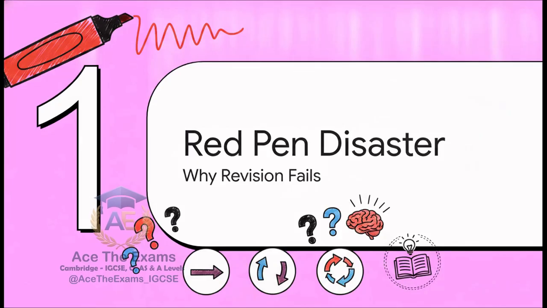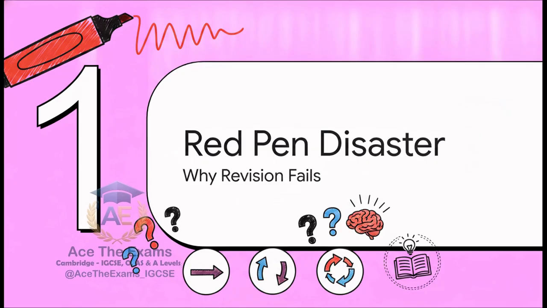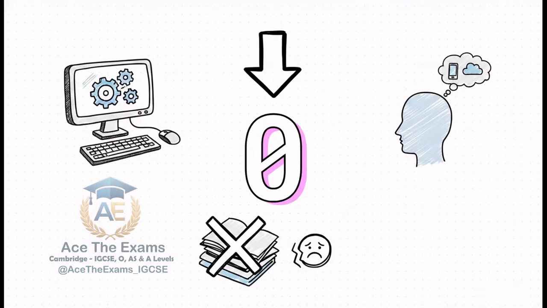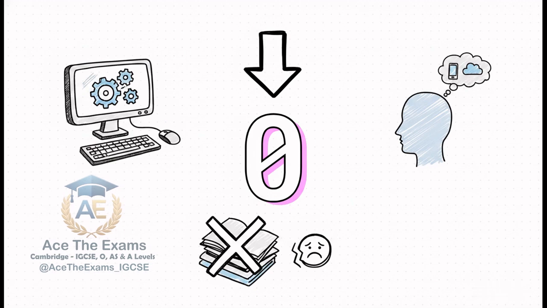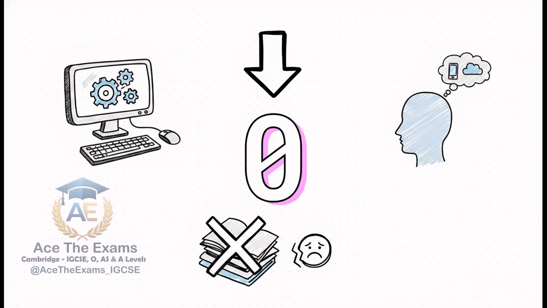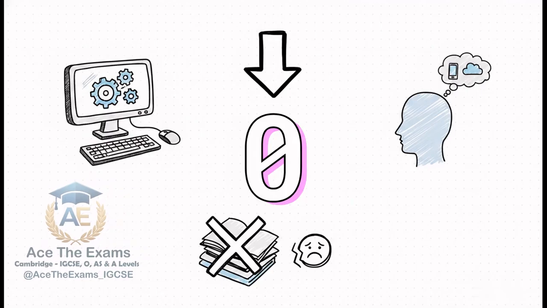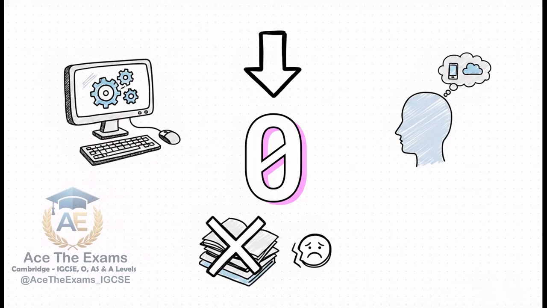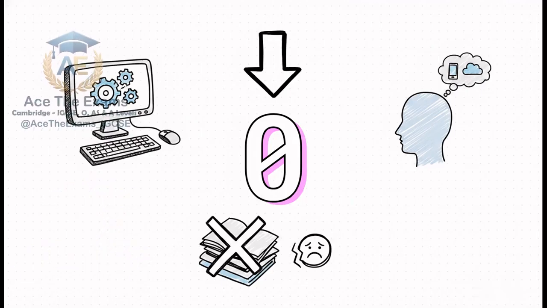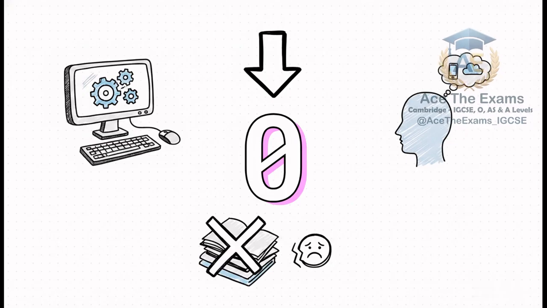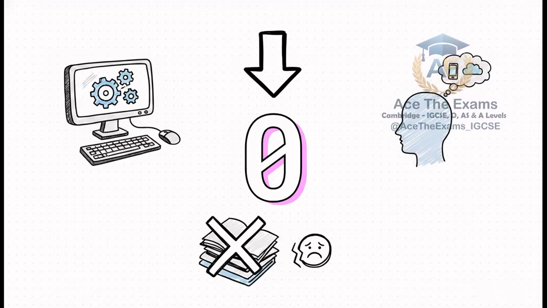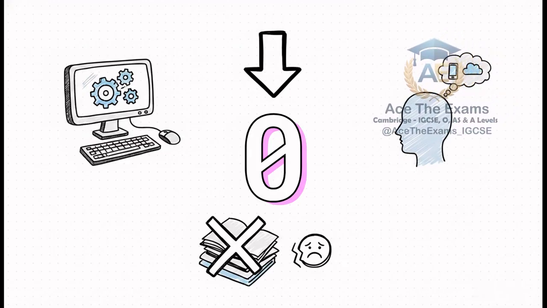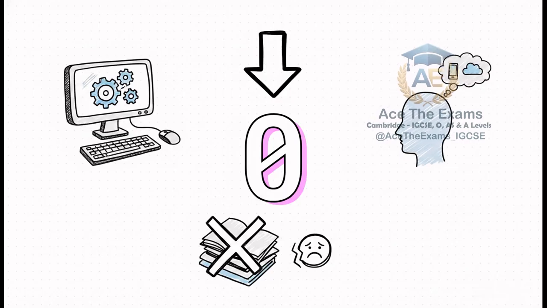Part 1, the red pen disaster, and why ordinary revision fails. The core reason ordinary revision fails in computer science is that the topic of simplex, half-duplex, and full duplex is often taught just as an isolated vocabulary list. You recognize a familiar word on the exam paper, your brain lights up, and you instantly write down your memorized definition. The problem is you end up answering, what does this word mean, instead of why is this method being used in this specific system? And that leads us straight to that dreaded 0.